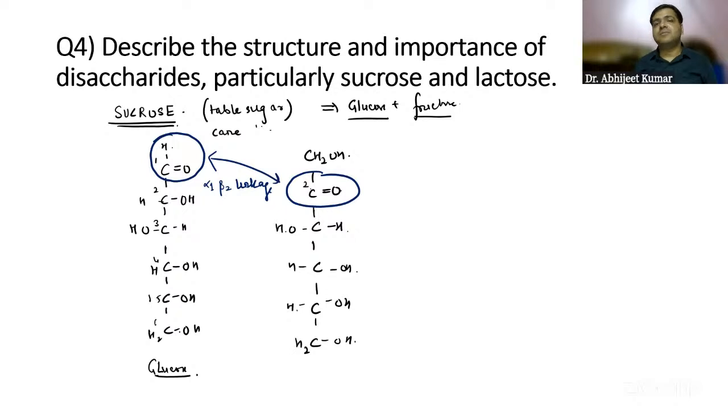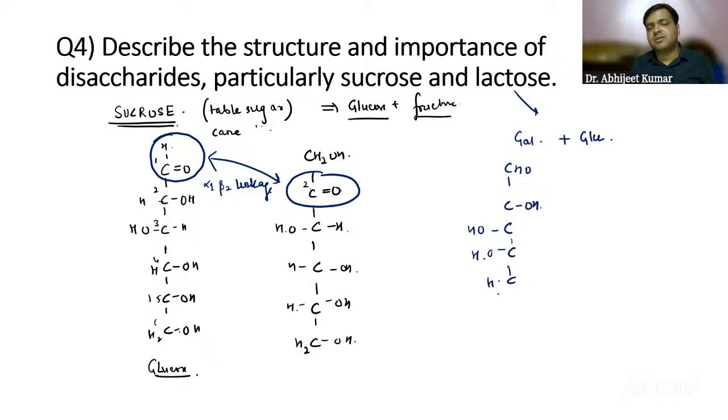Fructose is always in a beta form. We'll be discussing the alpha and beta forms later, right? So obviously you have to just remember this here. Apart from that, we have already discussed lactose also. Lactose is galactose plus glucose. You just have to remember that in galactose, at the fourth place also, the OH is on this side. Otherwise, it has the same structure as glucose.